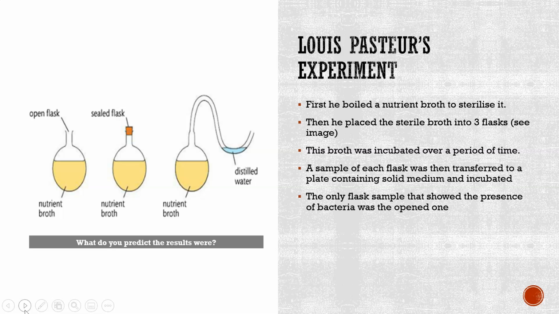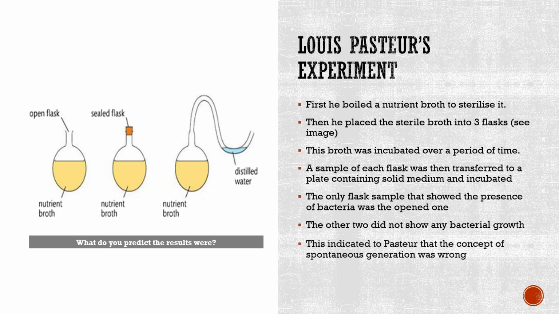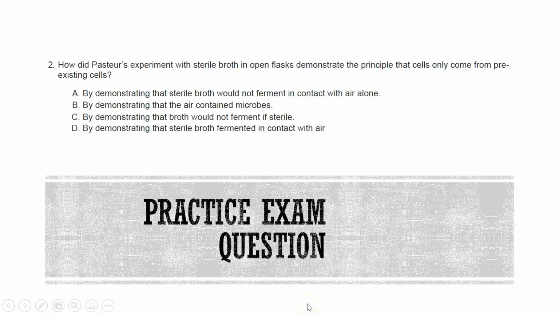The only flask sample that showed the presence of bacteria was the open one, so the first one over here. Why do you think that is? Bacteria could get in through the open nozzle, whereas here it's sealed shut, and here it's got a water reservoir, so bacteria can't get in. The other 2 didn't show any evidence of bacterial growth. This indicated to Pasteur that the concept of spontaneous generation was incorrect, because if spontaneous generation was correct, all of them would have had bacteria in them.